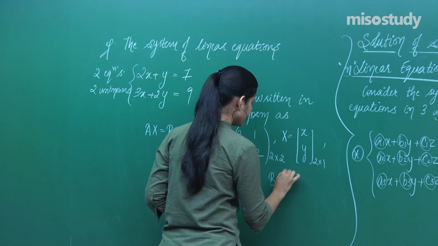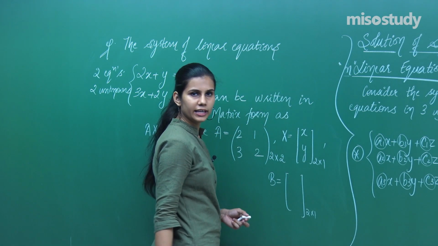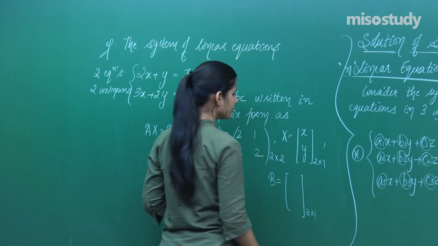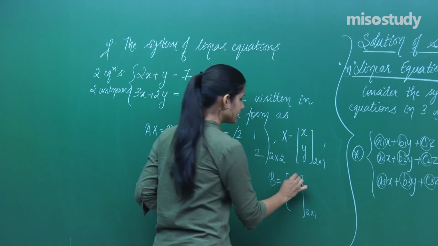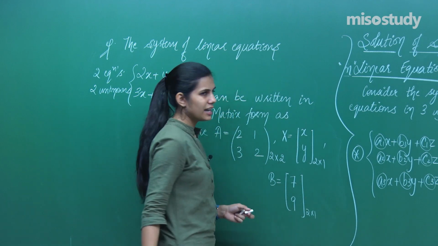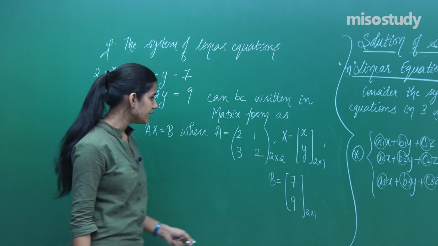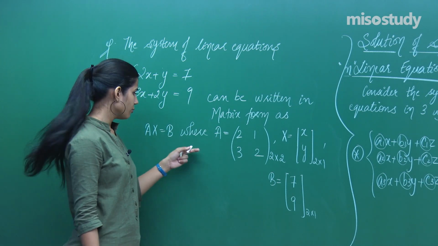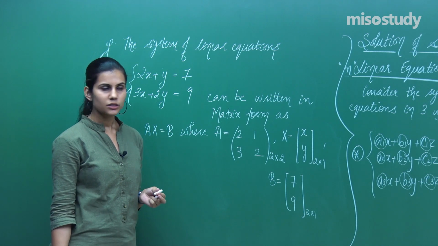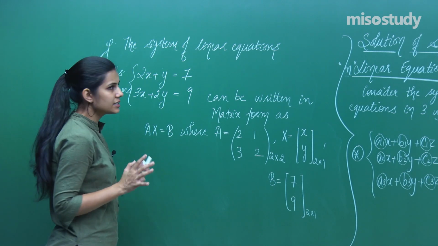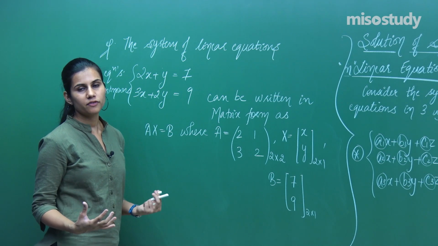And you have matrix B, which is again 2 cross 1, where 2 is the number of equations. From each equation we pick up the right hand side. Here the right hand side is 7, and here it is 9. Write that down, and you have A, X and B. The moment you have them, you can easily see that Ax equals B gives back this particular system of equations. Is it understood?